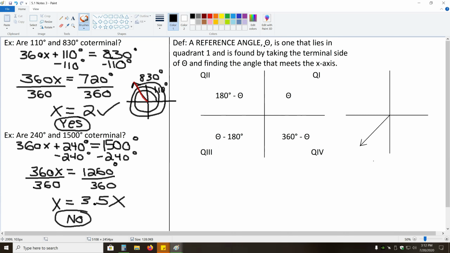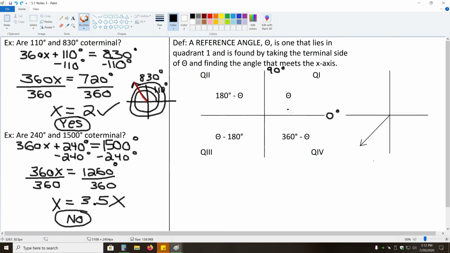So reference angles should always end up in quadrant 1 unless otherwise specified, which means they always need to be between 0 degrees and 90 degrees. They can equal those values since these are the quadrantal angles. Quadrantal angles are this, this, this, and this.